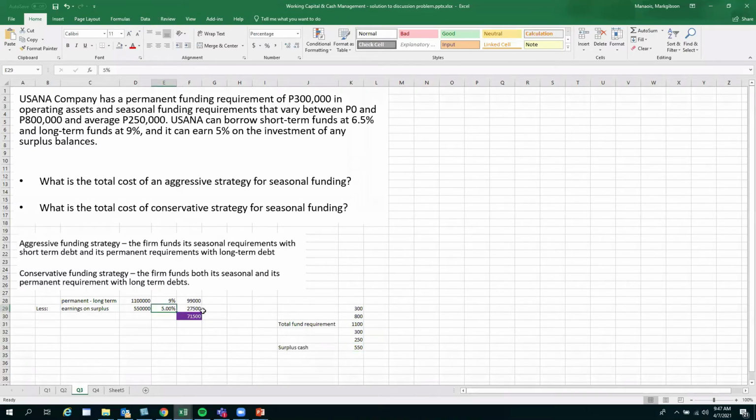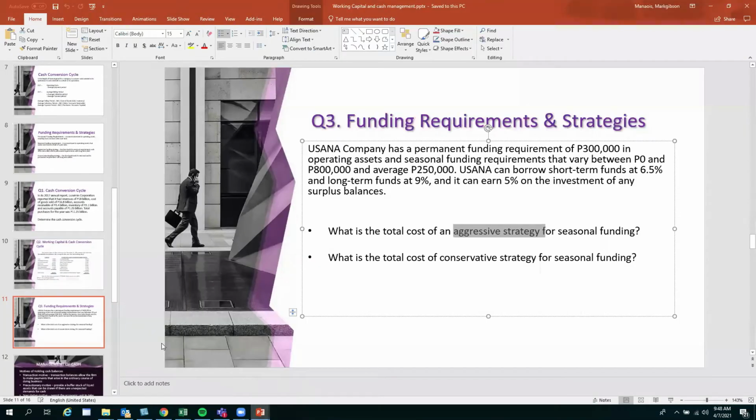So therefore, to arrive with your total cost of conservative strategy, kailangan natin i-deduct yung earnings natin from surplus cash. That's 27,500. So therefore, total cost of conservative strategy is 71,500. So that's 99,000 from the permanent and seasonal requirement, less the earnings on surplus of 27,500. So that's 71,500. Okay? Okay. Sige. So I assume okay na tayo dyan.